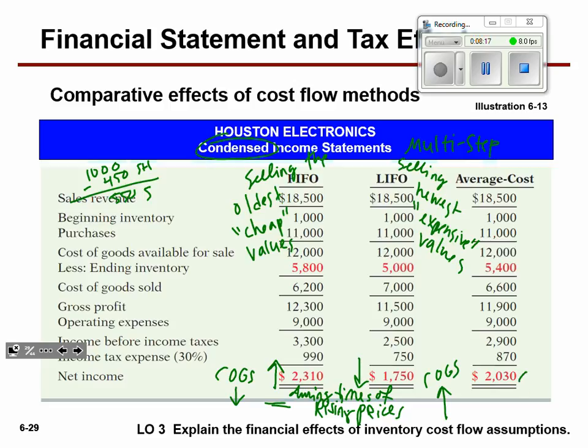And average is typically a split between the two, because we're averaging our prices. We're not saying we're selling the cheap, we're selling expensive. There's your answer on your 5-point essay on your test.